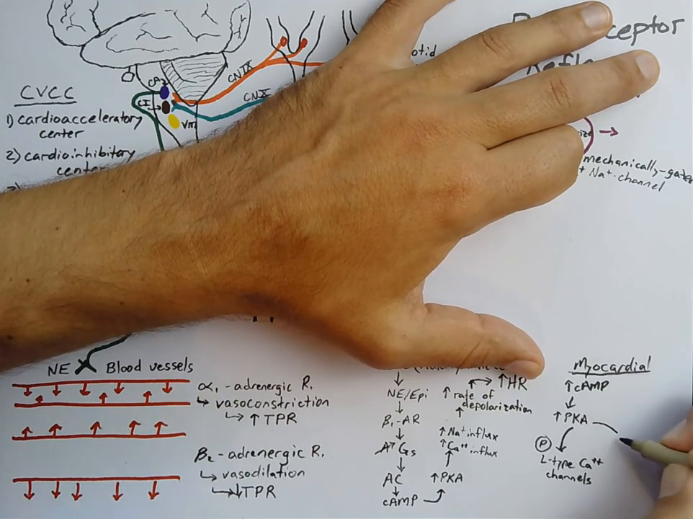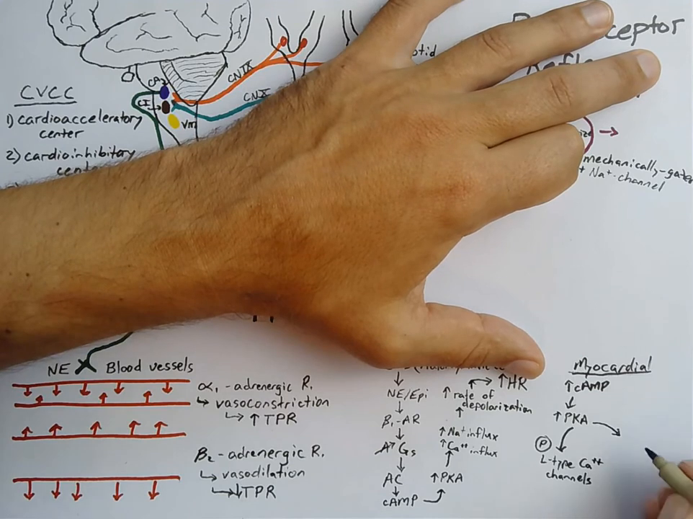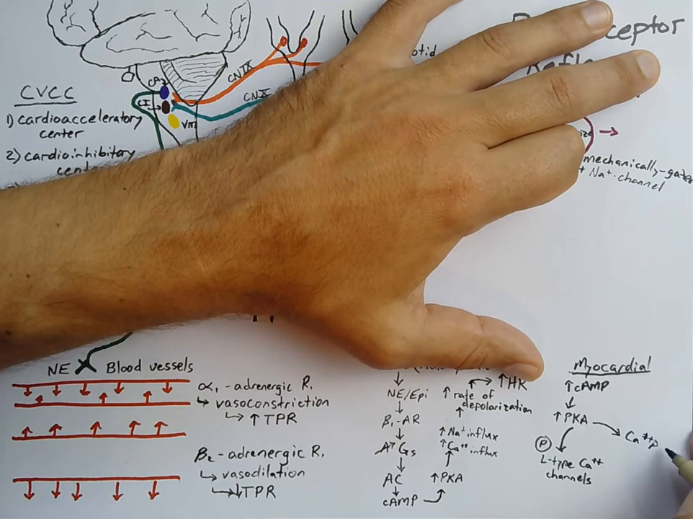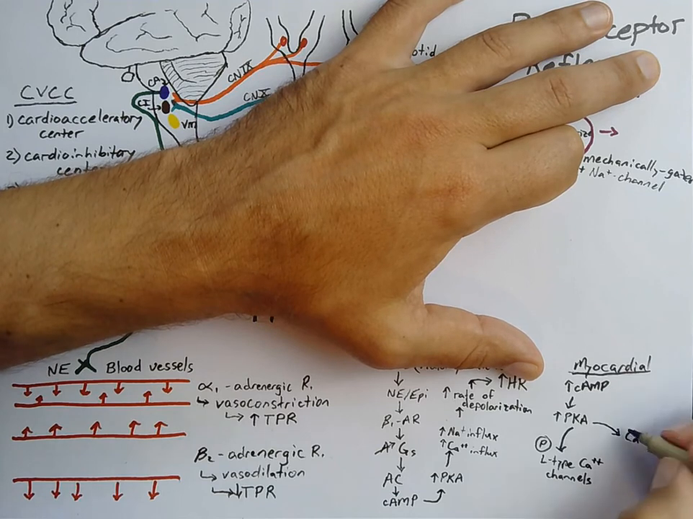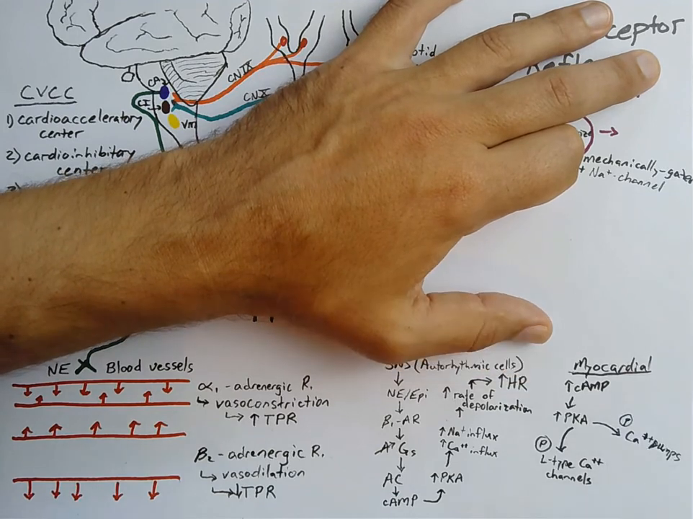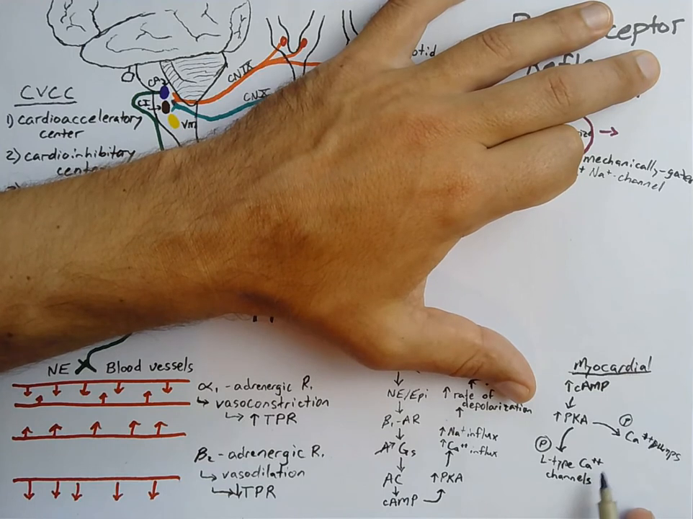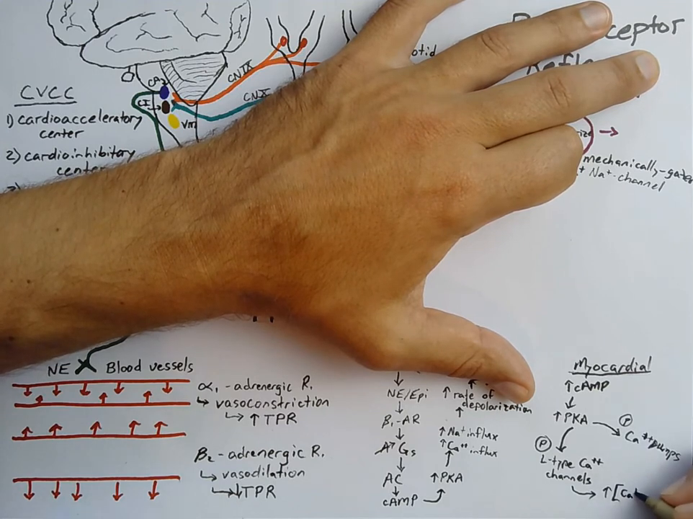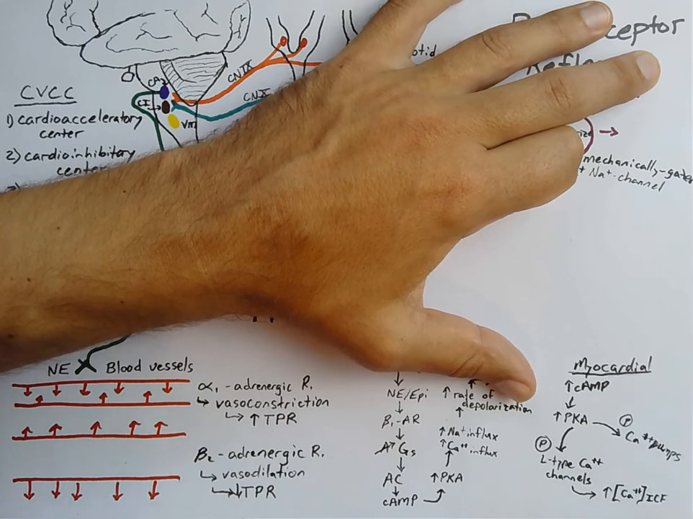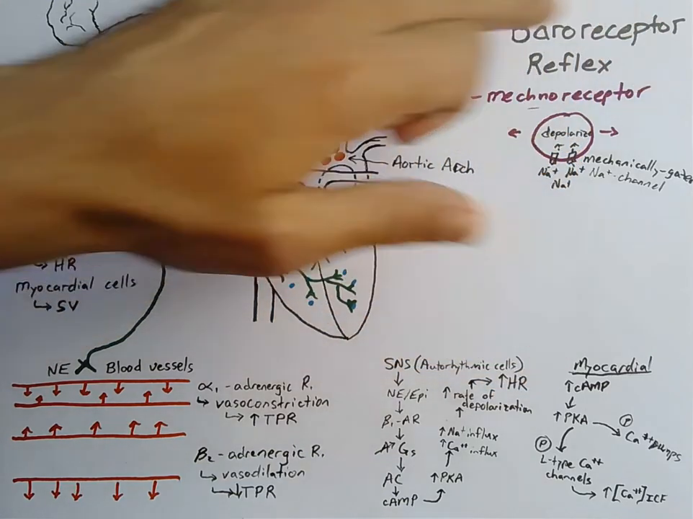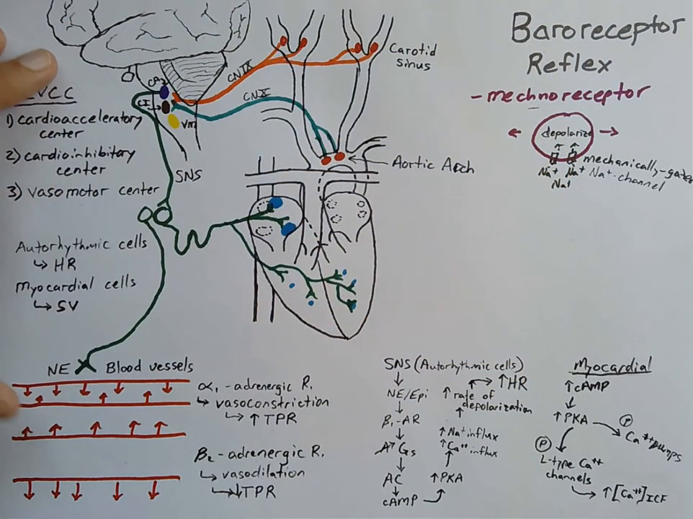And PKA is going to go and phosphorylate the calcium pumps found on the sarcoplasmic reticulum and on the cell membrane. So now we're going to phosphorylate those calcium pumps. That's going to open the L-type calcium channels a little bit longer, which ends up resulting in an increase in the concentration of calcium inside of that cell. And what does that do? That increases the amount of calcium binding to troponin, allowing for an increase in the force of contraction.